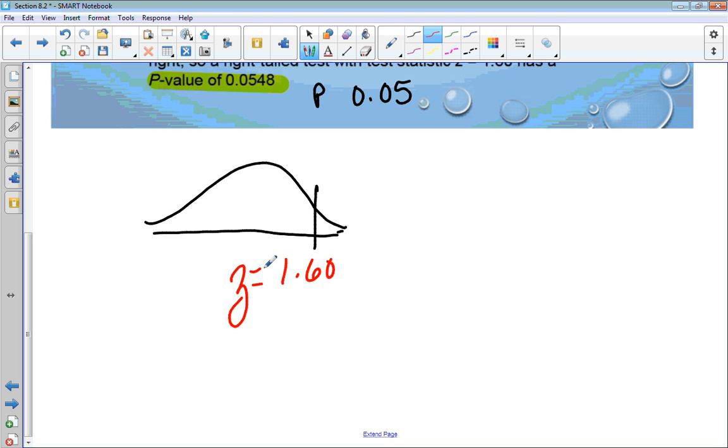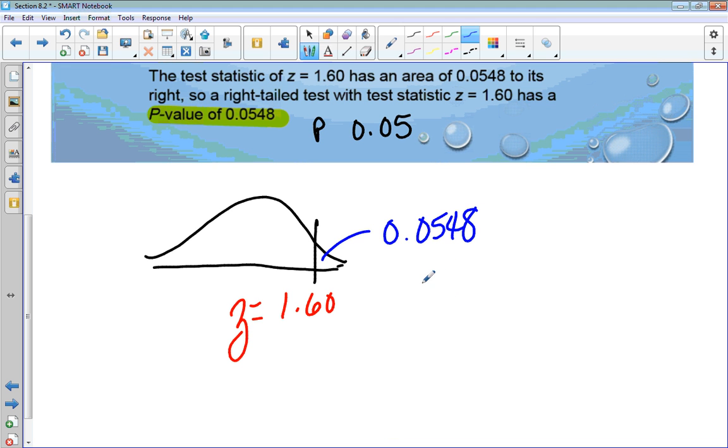When we used our table, or used our technology, we found this area as being 0.0548. Knowing that, we know that it has failed because this is larger than my critical. So let's get a different color, which would be our critical. Our critical area would be this area, and we are beyond that area.